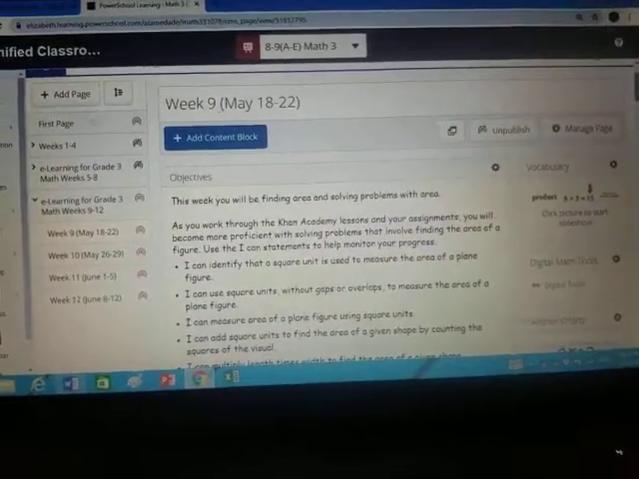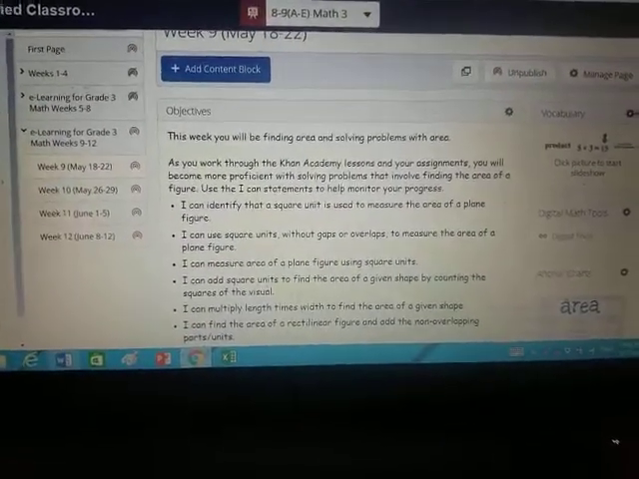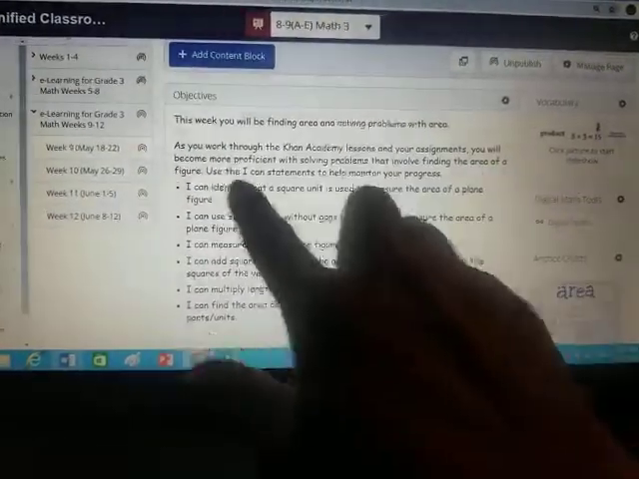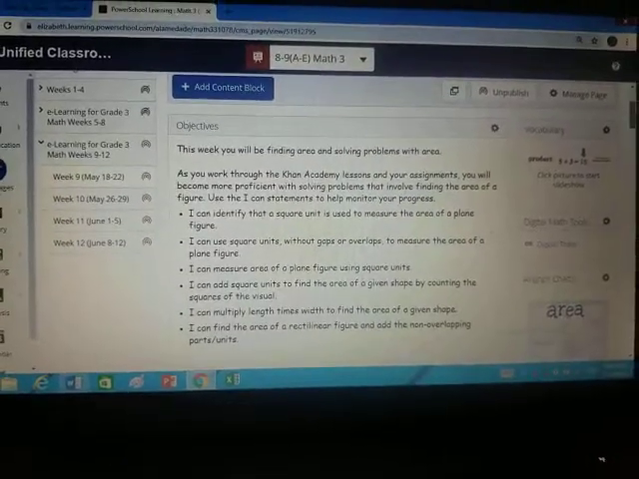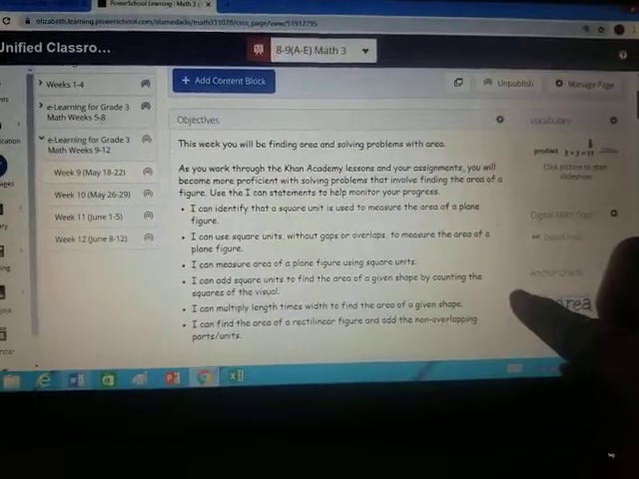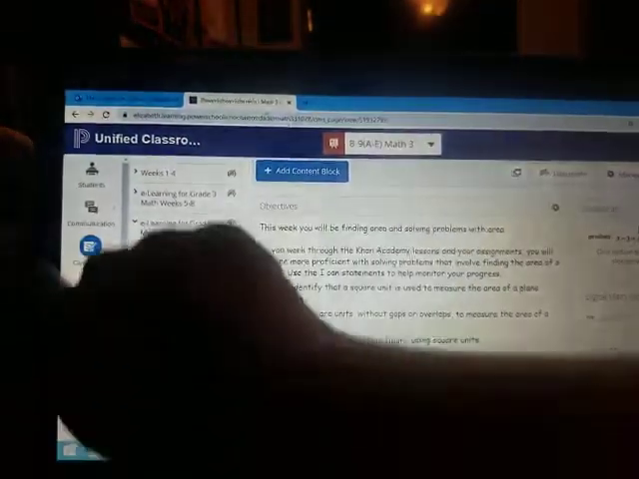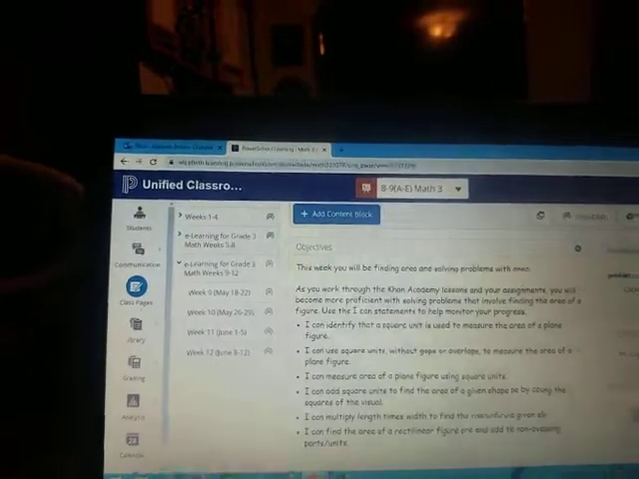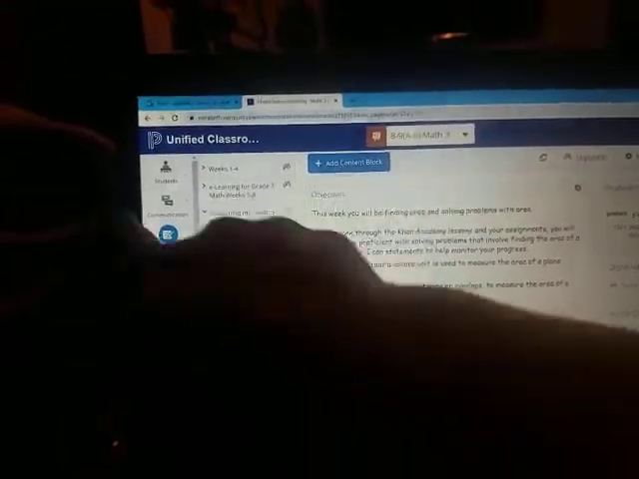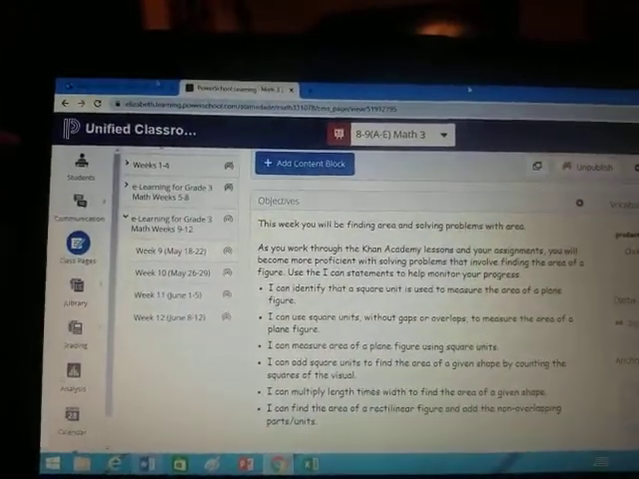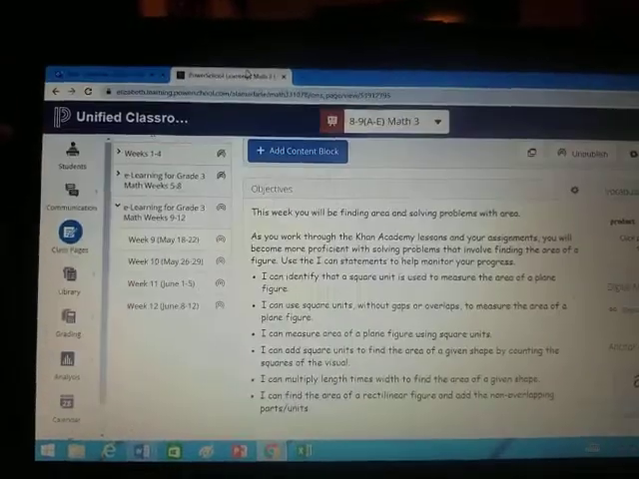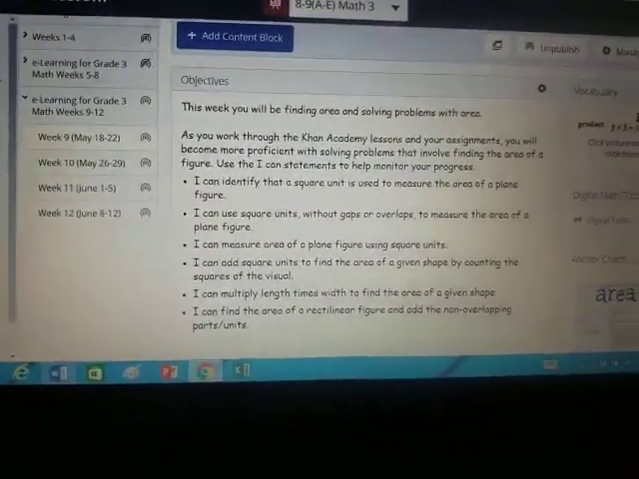Like I said yesterday, we are focusing on area. Area is when you find the inside of the shape. You can find that by counting the boxes, or you can multiply by doing the length times the width. So if this is 8 centimeters or 8 square units, and this is 3 square units, you would do 8 times 3, and then the area would be 24. So all you need is two numbers to find the area of that.